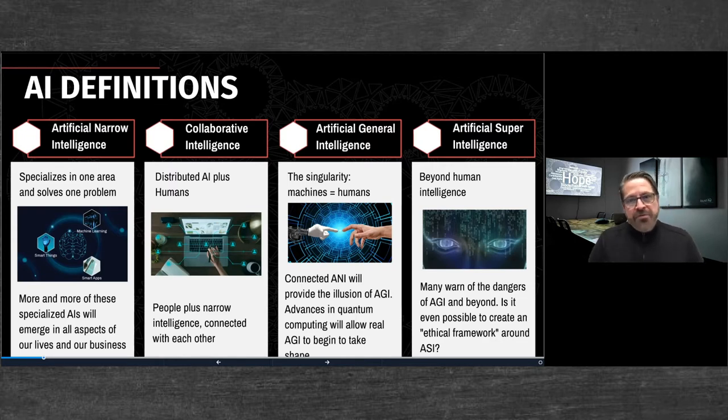Next up is collaborative intelligence. And this is one of my favorites. This is where I think, at least within healthcare, we're going to start seeing this really emerge and evolve at a pretty rapid pace. And what is collaborative intelligence? It's the combination of man and machine.